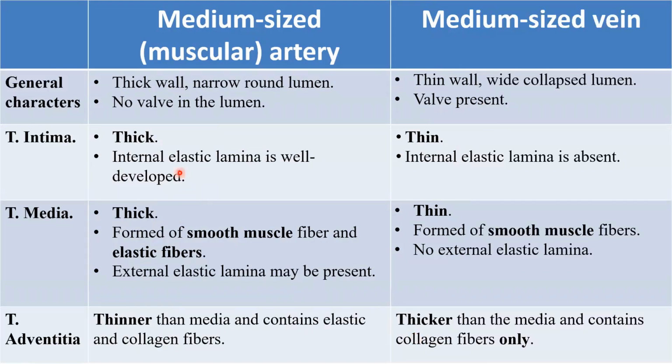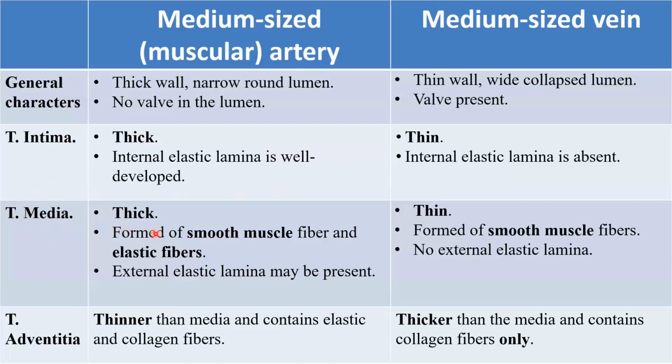In the artery, we have the intima formed of what we mentioned before, the endothelium with subendothelial connective tissue containing collagen and elastic fibers, and here we have well-developed internal elastic lamina. So this is very characteristic for medium-sized muscular artery. It has well-developed, clearly seen internal elastic lamina. On the other hand, in the vein, intima is thin and no elastic fibers at all are present, and no internal elastic lamina is present. It is absent in the vein.